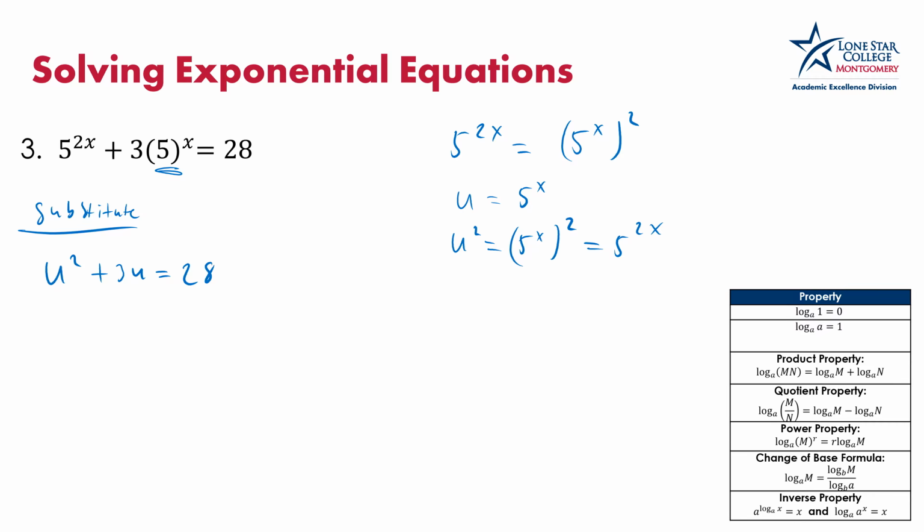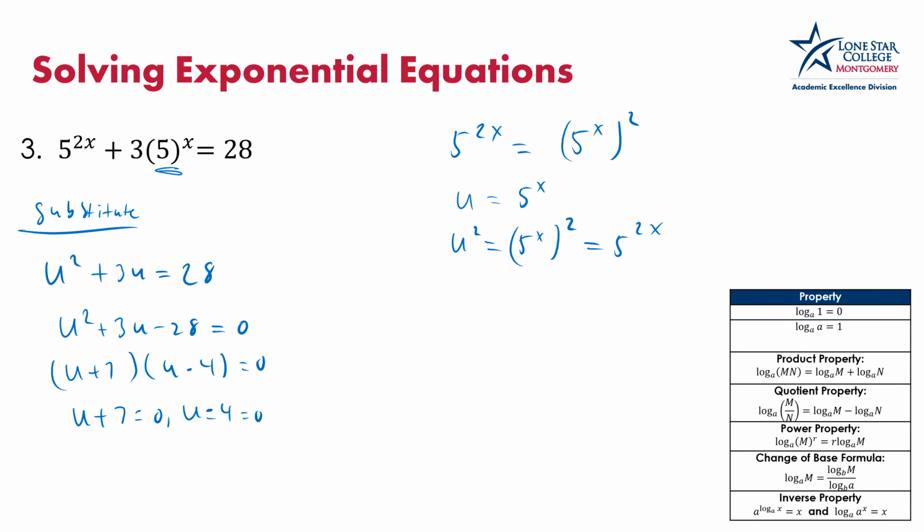So to solve this, we have to move everything over to the left side, subtract 28 over. Minus 28 equals 0, and we can factor this. So think of two numbers that multiply to get you negative 28, but add to get you a positive 3. That would be a positive 7 and a negative 4. So u plus 7, u minus 4. Now that we factored, we set both factors separately equal to 0 and solve for u.